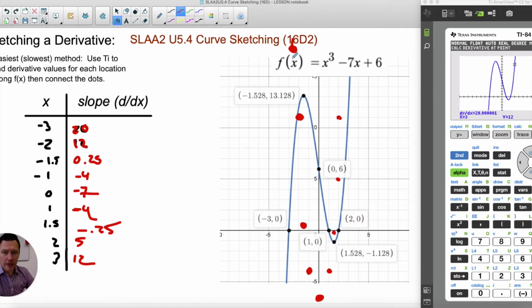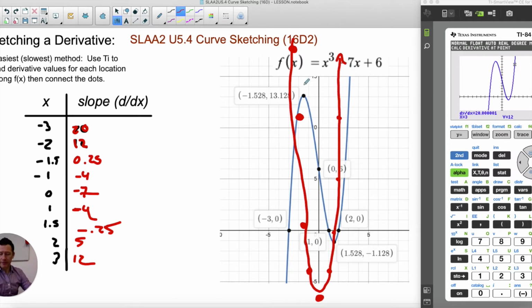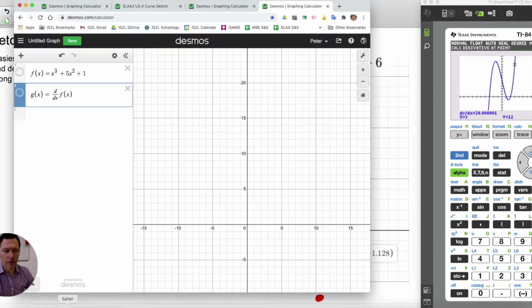So now just connect the dots. Ba-boom, ba-boom, ba-boom, ba-boom, ba-boom, ba-boom, ba-boom. There's your derivative. That's the easiest way to run it. It's super clunky, and all of this makes sense also if you look at it right.